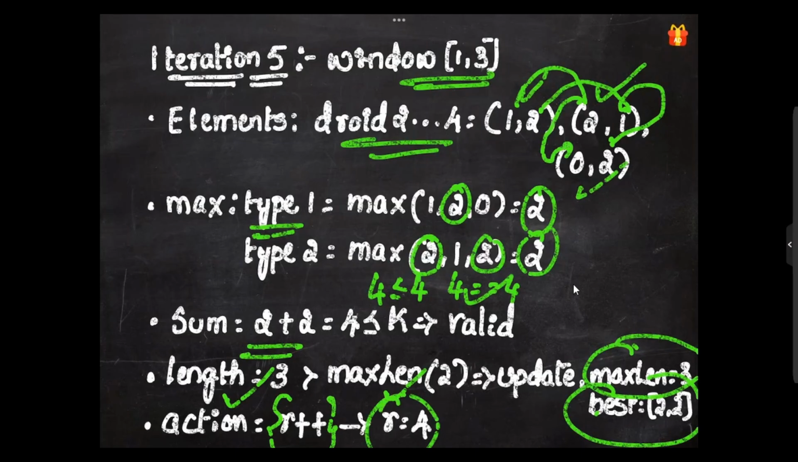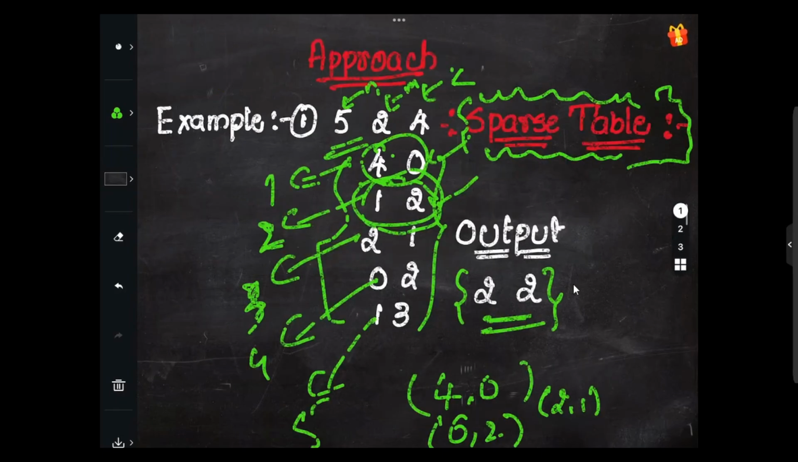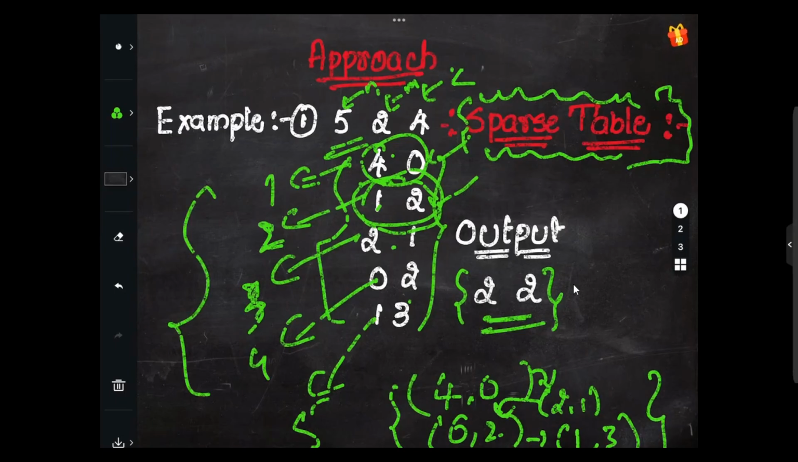Previously r was 3, now r becomes 4, right? Next, let's move on with iteration 6. We will be going with window 1 comma 4. As we are going with 1 comma 4, we will be considering 4 droids this time. So 1 2 3 4 means 4 comma 0, 2 comma 1. Previously we had considered 4 comma 0, 2 comma 1, and this one 0 comma 2. We will be considering along with 0 comma 2, the next one 1 comma 3 as well, right? So we are considering these four: 1 comma 2, 2 comma 1, 0 comma 2, 1 comma 3, right?